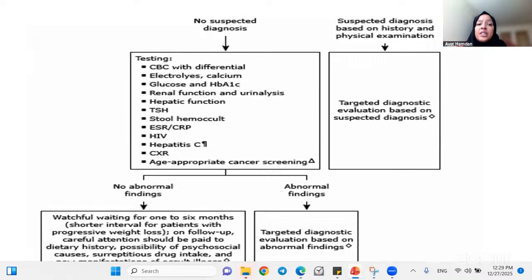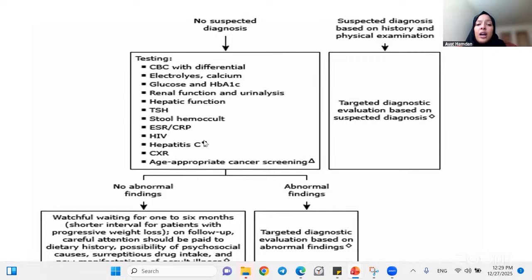If we don't have a suspected diagnosis, what the American Academy of Family Physicians recommends is this basic testing, but you might add on. You need to do his CBC, electrolytes, hemoglobin A1C and glucose, RFT, urine analysis, hepatic function, thyroid, and stool for occult blood, just making sure he doesn't have any malignancies or inflammatory bowel disease. We need to do ESR and CRP, HIV and hepatitis C. And hepatitis C here is mainly if indicated.